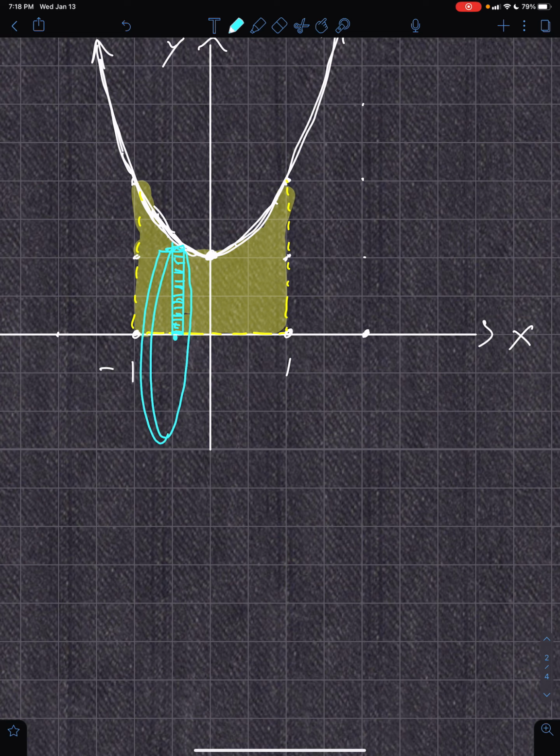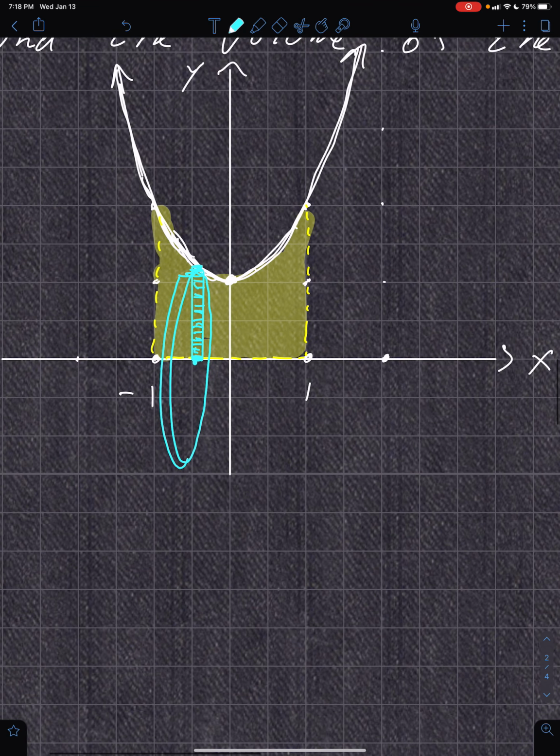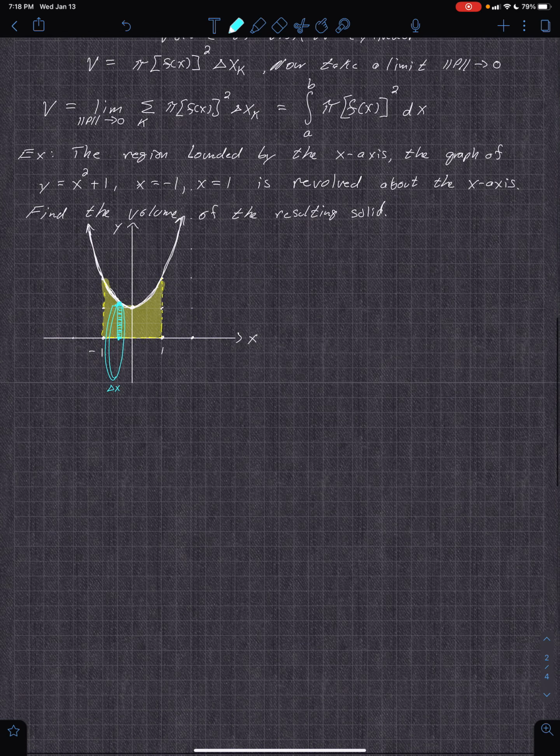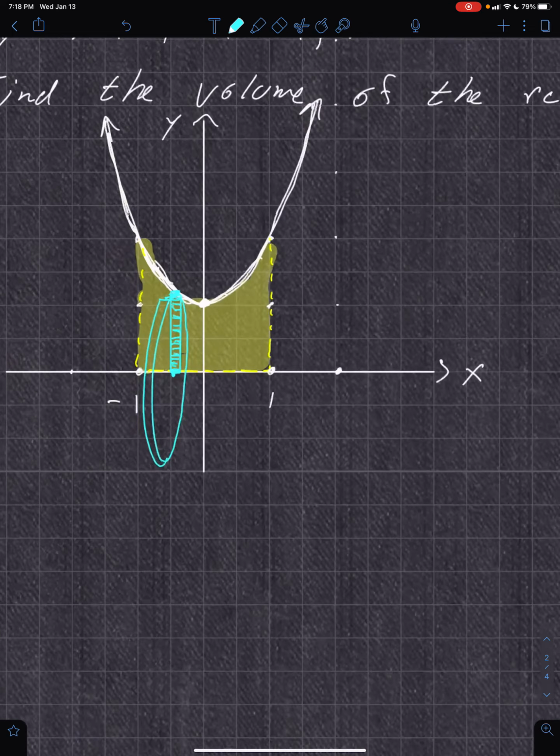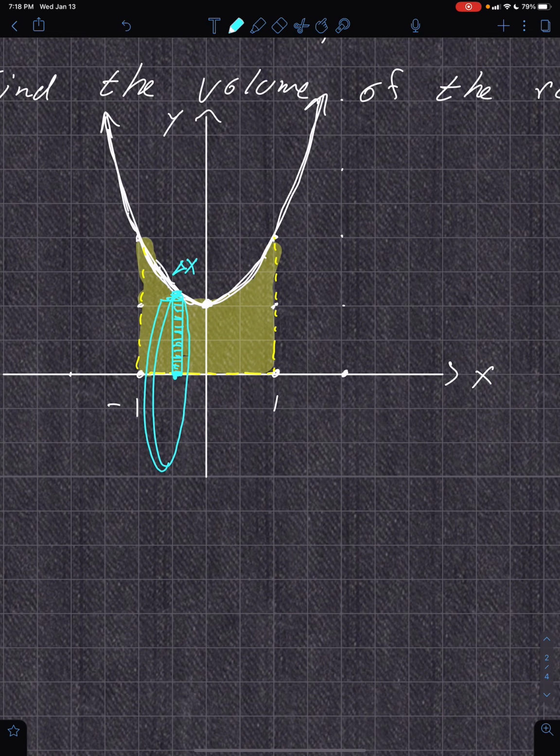Okay, so that's what you're revolving around. And so that thickness here is this thickness. So that's going to be your delta x. Let's just move that, so I'll put it up here. Okay, so that's your delta x sub k.